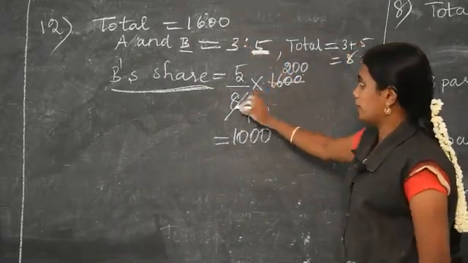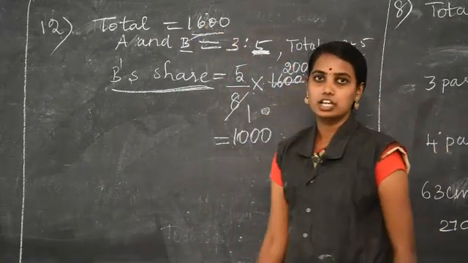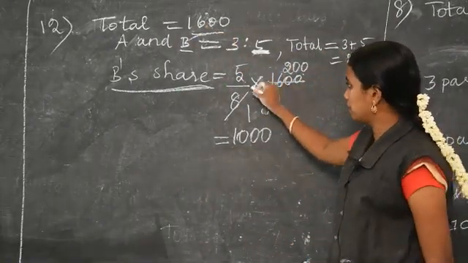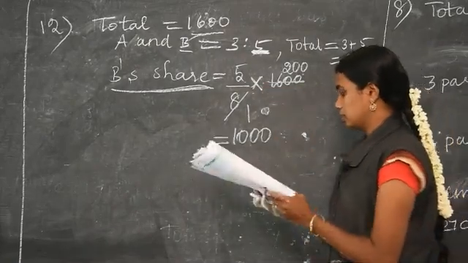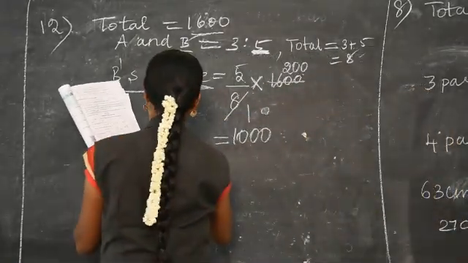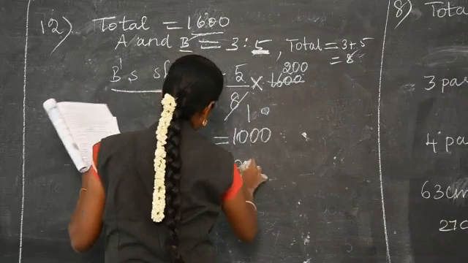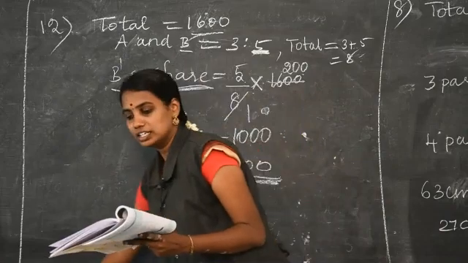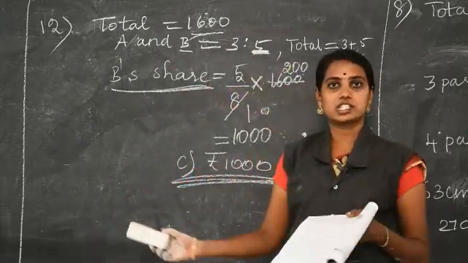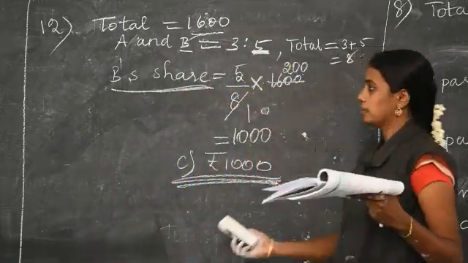Total is 8. So 5 by 8. Total amount is 1600, so multiply by 1600. Then go for the cancellation. So the answer is option C. Option C, 1000 is the answer. Okay, clear? This exercise is over. Next we are going to see about proportion.